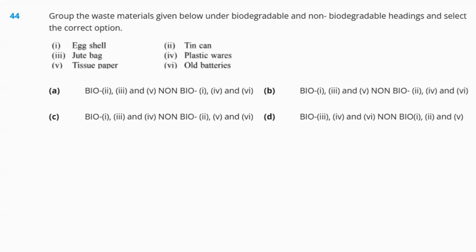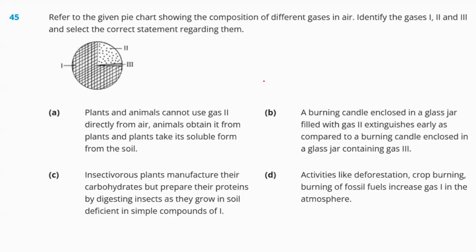Question number 44. Group the waste material given below under biodegradable and non-biodegradable headings and select the correct option. Okay. So in the biodegradable, your eggshell would be biodegradable. Tin can be non-biodegradable. Jute bag biodegradable. Plastic wares non-biodegradable. Tissue paper would be biodegradable. Old batteries non-biodegradable. Option number B would be our correct answer.